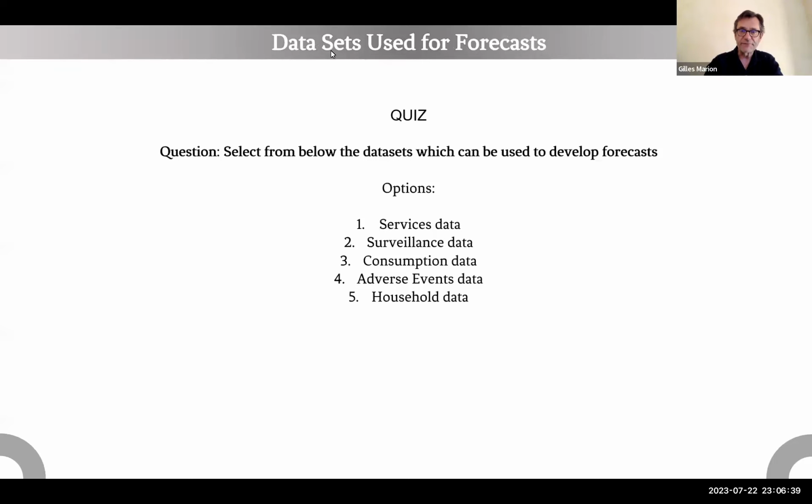So let's do this quick quiz. What are the data that can be used to make forecast?